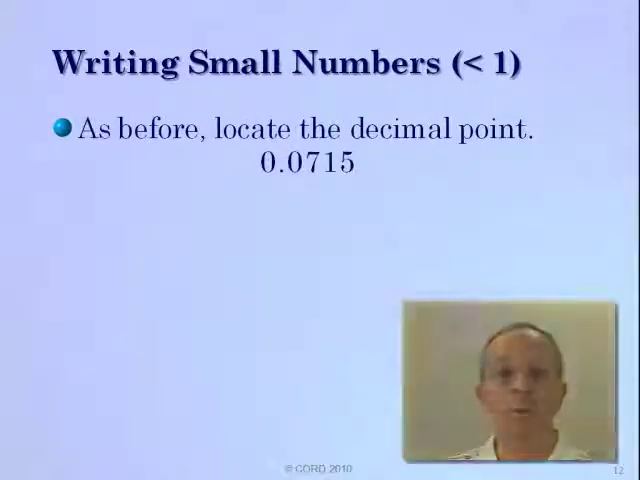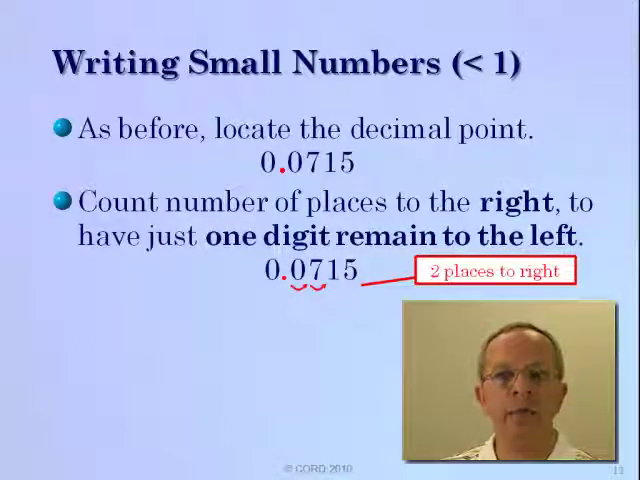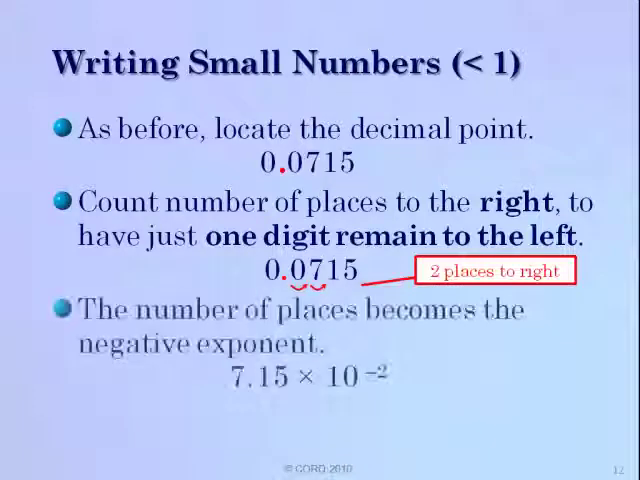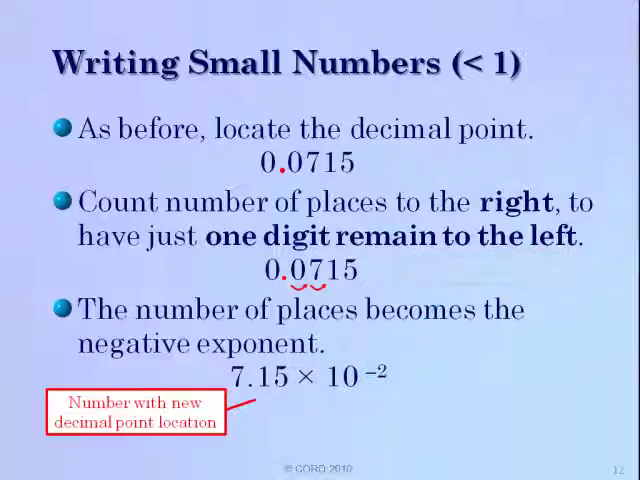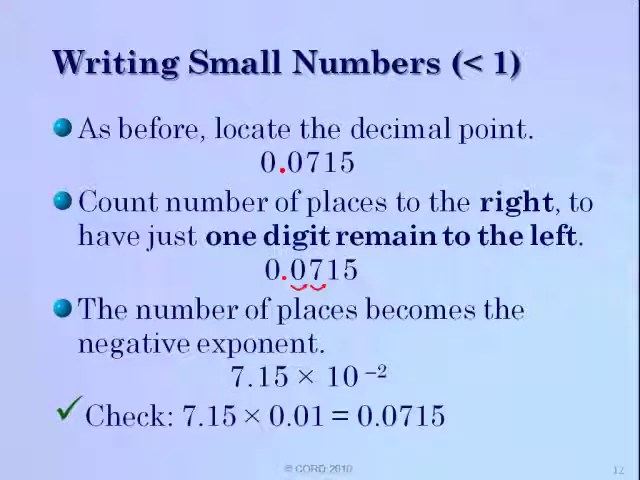To write small numbers, as before, we locate the decimal point. There it is, right before that 0.0715. We count the number of places, this time to the right, that we have to move the decimal point in order to get a prefix, which is between 1 and 10. In this case, it's 2 places to the right, and that number of places becomes our negative exponent in this case. 7.15 times 10 to the minus 2. So we have our number with our new decimal point location and the power of 10 with our exponent of minus 2. As before, we should always check our work. 7.15 and 10 to the minus 2 is the same as 0.01, and that yields, sure enough, 0.0715, our original value, and so we're confident that we did our work correctly.